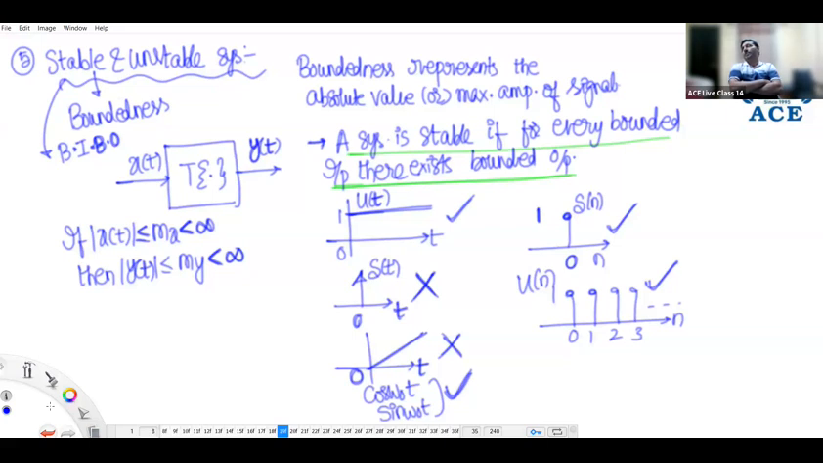So in the continuous case, which are the bounded inputs we can apply? u(t), cos and sine. Any system, for every bounded input, it has to produce bounded output, sir. If it fails for the step function, it is automatically unstable. For every bounded input, there exists bounded output is the condition.